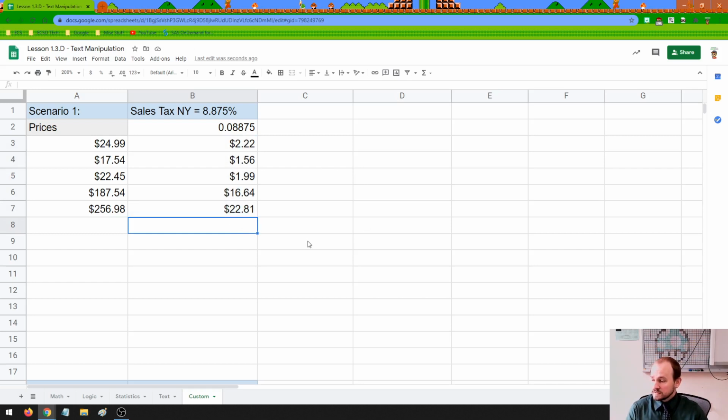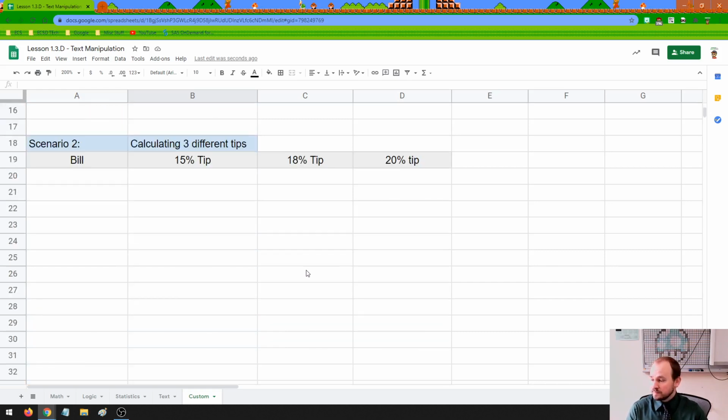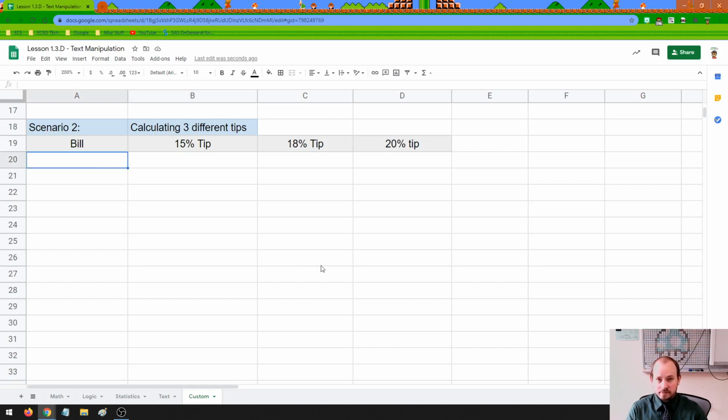All right, so the first example, again, we're just trying to do some simple custom formulas and seeing what we can get. So let's move on to scenario number 2. We want to calculate 3 different tips for a restaurant bill. So let's say that you are going out with your friends and the total bill comes out to $86.45. Let's say 4 of you decided to all go out for pizza, wings, sodas, and even a little bit of dessert. And among the 4 people, it came out to $86.45.